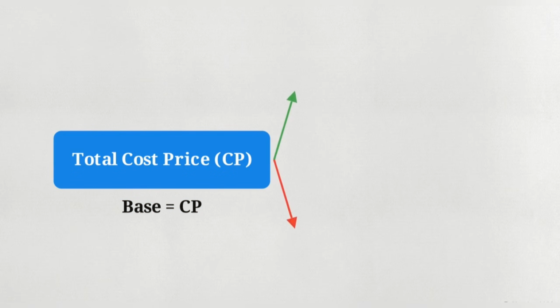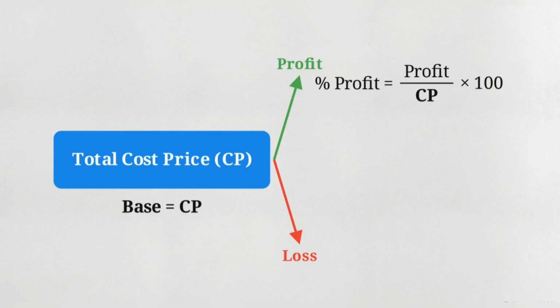Notice how the diagram focuses solely on the cost price. This is the core principle of the topic. Whether you are looking at a profit or a loss, the percentage is always determined relative to the cost price. Our calculation remains consistent. We take the profit or loss amount, divide it by the CP, and multiply by 100.